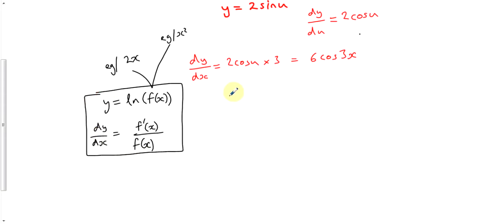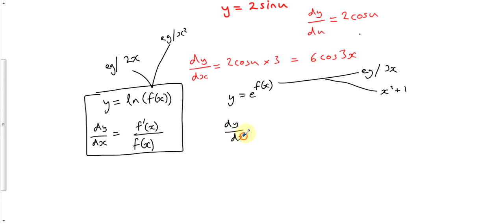Similarly, if we had y as e to a function of x, and in this case the function could be something like 3x, or it might be something like x squared plus 1, then dy by dx is equal to the differential of that function times e to that function. And that's another general rule.